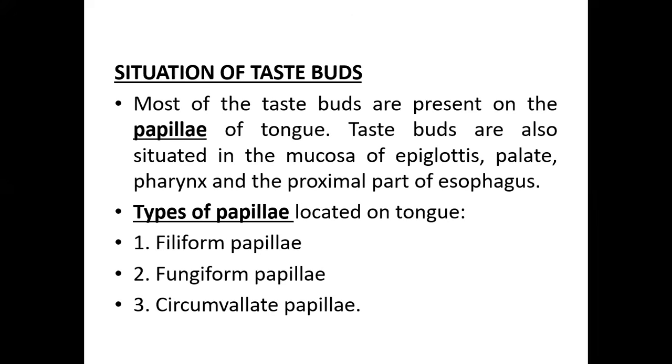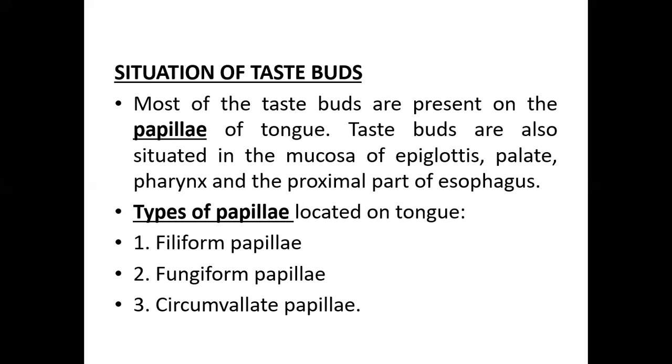All right, continuation. Now, situation of taste buds. Where are these taste buds located? Most of the taste buds are present on the papillae of the tongue. You're going to see an image that comes after these few slides. Taste buds are also situated in the mucosa of the epiglottis, palate, pharynx, and the proximal part of the esophagus. Remember, in the preamble in the beginning, I did mention where these taste buds are found.